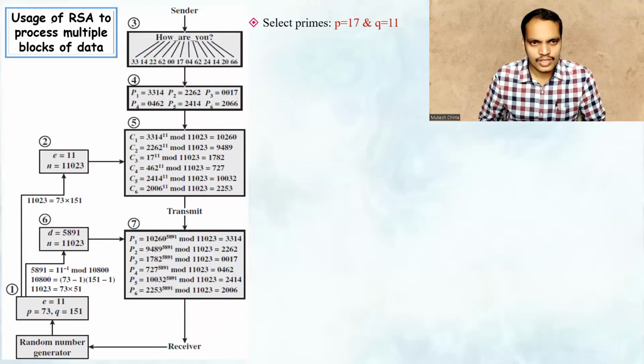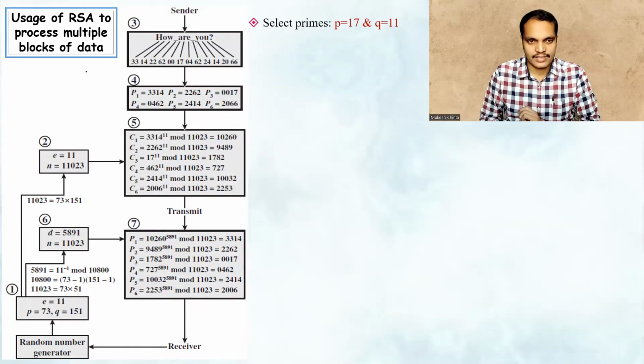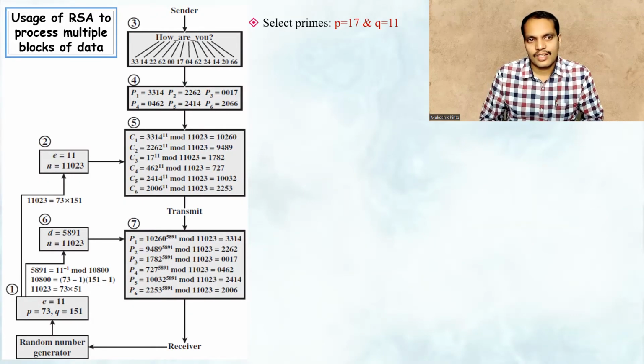I will show you another example which I brought from the Stallings textbook. You can see this. It actually demonstrates how RSA can be used to process multiple blocks of data. Now, if you are the sender and you have a message, "how are you", each alphabet is converted into ASCII values. Based on that, you have to encrypt this message, how are you, and send it over to the receiver.